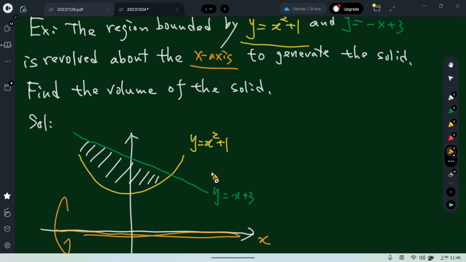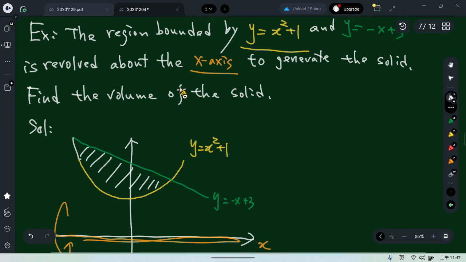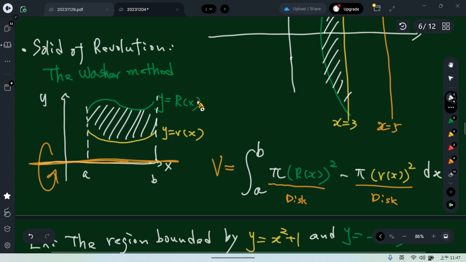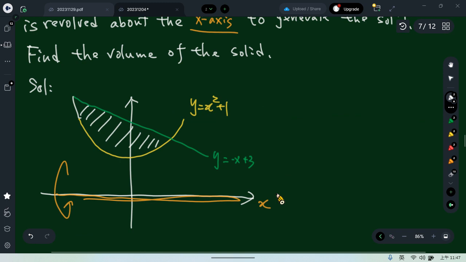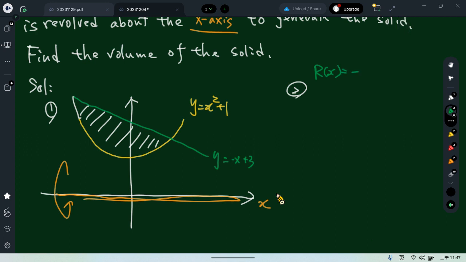So after we rotate it, what's the volume? We can just apply this method twice to get the washer method. Actually, the washer method is just applying this method twice, right? So this is the first step we just finished. The second step is, the outer big R(x) is minus x plus 3. The inner, small r(x), is equal to x squared plus 1.